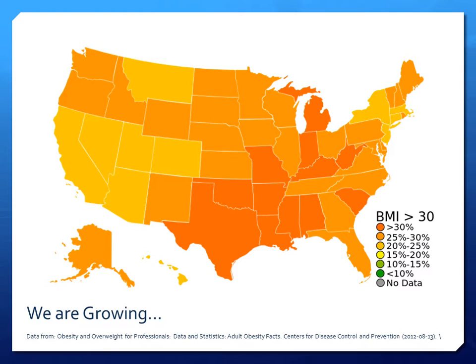Along with portion sizes, we are also growing. According to the CDC, 33.9% of adults aged 20 years and over are obese, and an additional 34.4% are overweight. As you can see on this map, every single state in the U.S. now has an obesity rate of over 20%, while many now have obesity rates of over 30%.